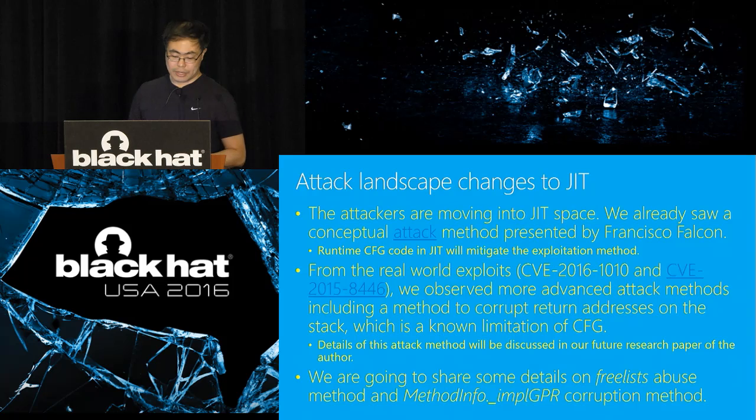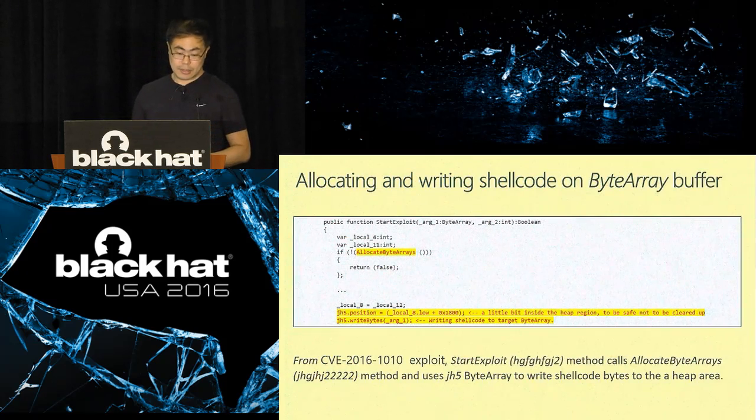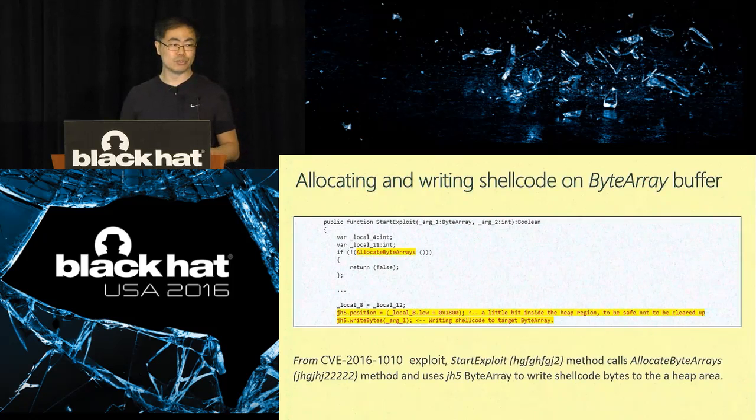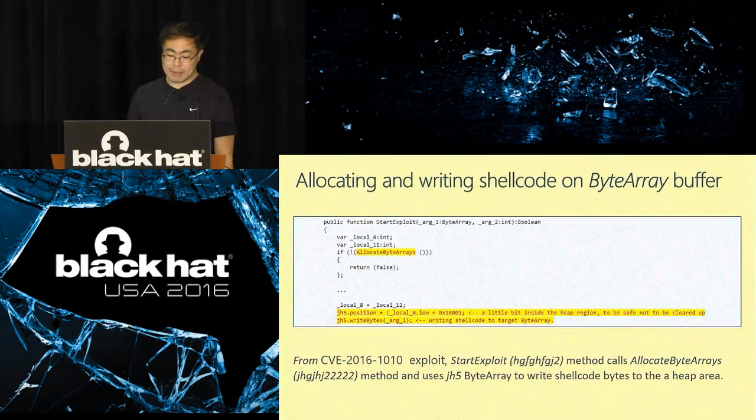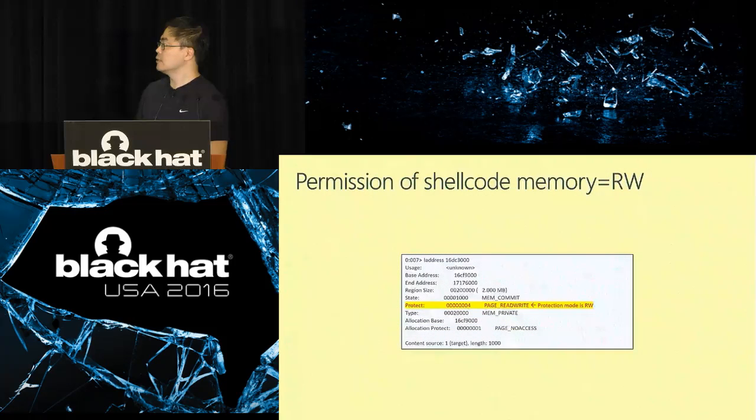But today we are going to share some details on other very interesting techniques we observed, like the free list abuse method, and the other one, the method info GPR corruption method. As we talked about, the byte array can be abused to read or write to some specific location, and you can acquire the actual address out of it. For example, CVE-2016-1010 calls an allocate byte arrays function to allocate two buffers.